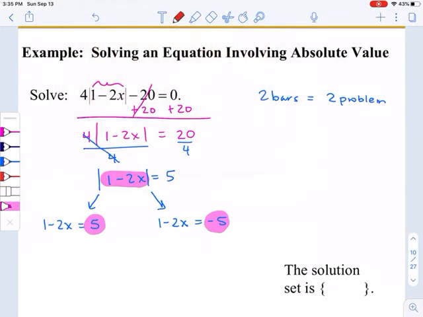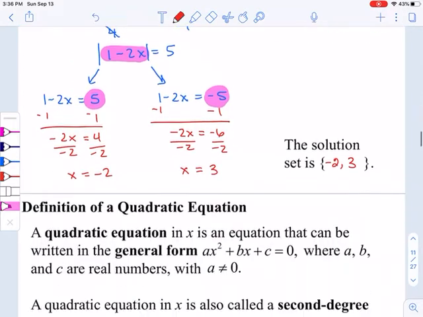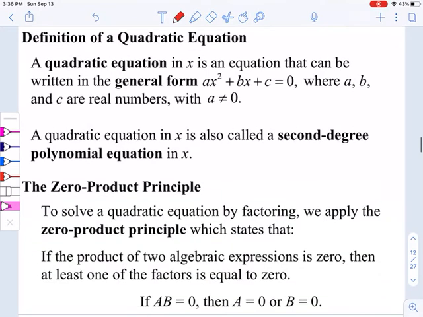Let's go ahead and solve them down. Subtract 1, negative 2x is equal to 4, dividing by negative 2, x is equal to negative 2. Other equation, subtracting 1, negative 2x is equal to negative 6. We get some nice answers here. x is equal to positive 3. So the 2 answers I ended up with, the solution set is negative 2, comma, positive 3. And just like any equation, you can plug those answers back in and solve it out and make sure that they work. The next type is looking at quadratic equations.